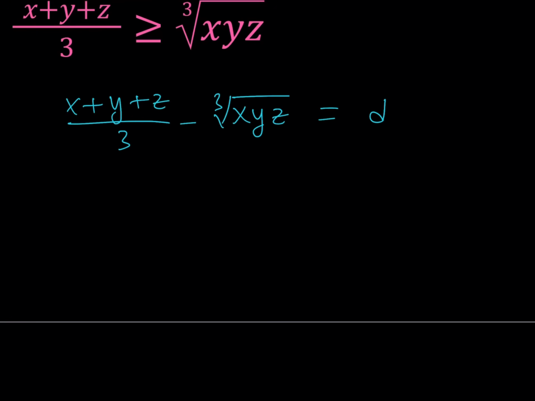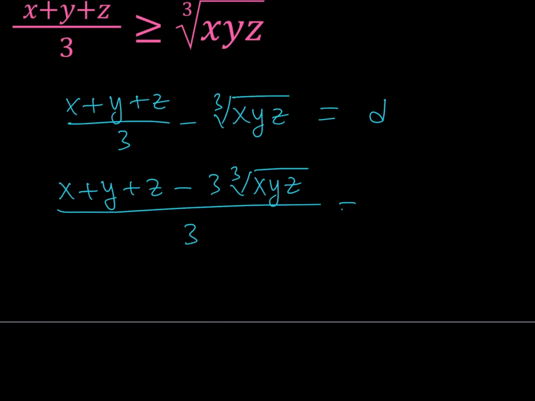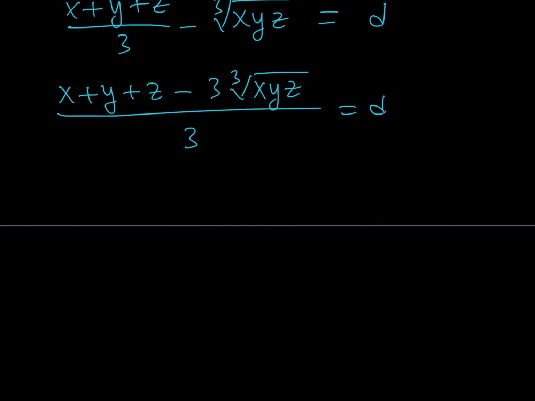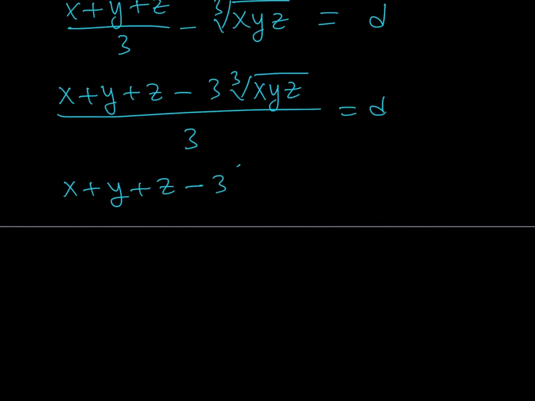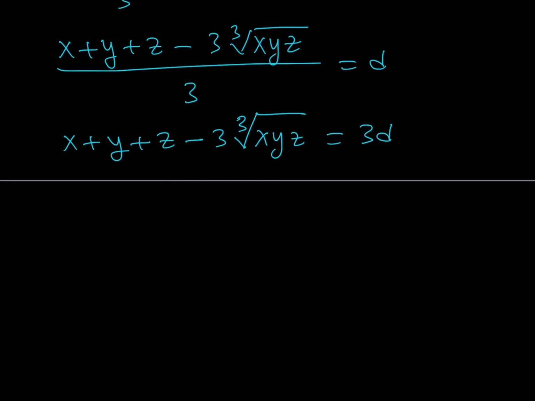Let's make a common denominator here. That gives us x plus y plus z minus 3 times the cube root of xyz, all over 3, is equal to d. Now, to get rid of the fraction, we can go ahead and multiply both sides by 3. x plus y plus z minus 3 times the cube root of xyz equals 3d. Okay, so now we got rid of the fraction. We have a nicer expression, but we still need to simplify this or prove that this is greater than or equal to 0. How do you prove that?